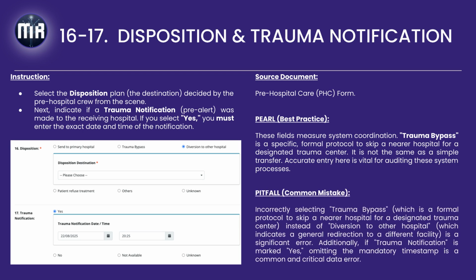The most common pitfall to avoid is incorrectly selecting trauma bypass when the patient was simply diverted to another hospital for non-trauma bypass reasons. This is a significant error that misrepresents the decision-making process. Additionally, a frequent and critical data omission is marking trauma notification as yes, but then forgetting to enter the mandatory timestamp. A yes without a time is incomplete data. Please ensure you are diligent with both of these fields.